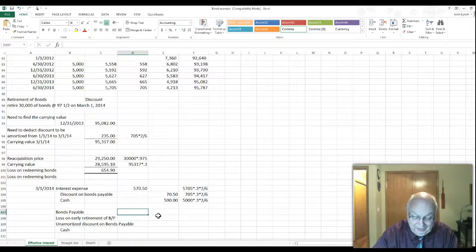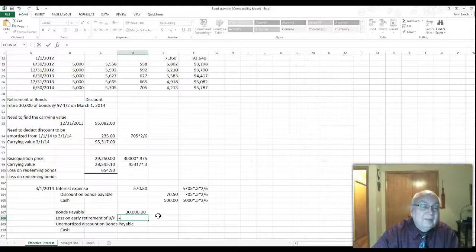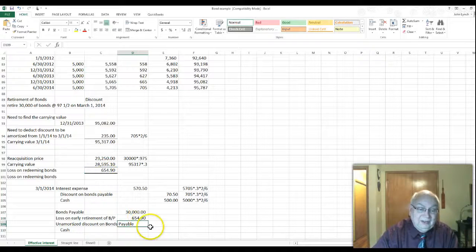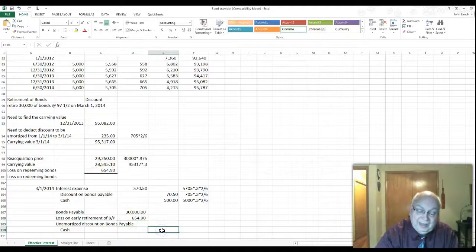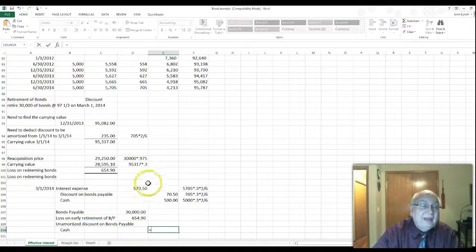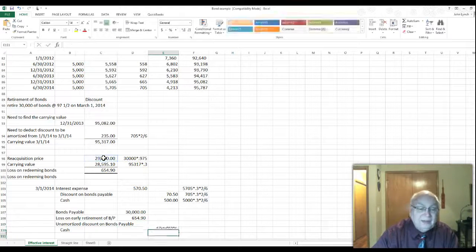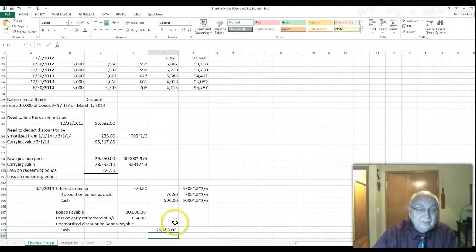Now we're going to actually pay for the bonds. We know the bonds payable is always at face value. That's $30,000. The loss on early retirement we already have calculated right here, so there's no reason to do it again. The cash is easy because we already have that calculated. That's the $29,250. That's 30,000 times the 97.5.